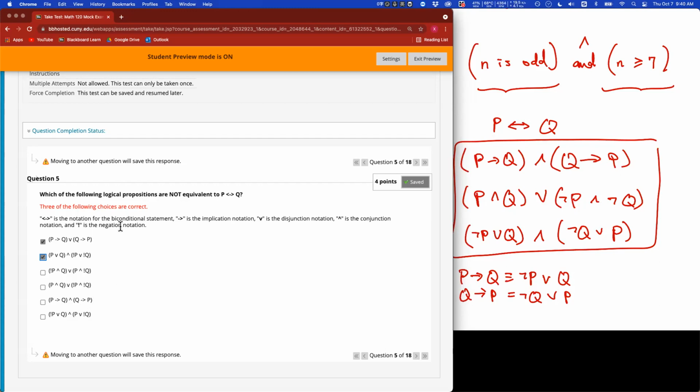Okay, so the question here again, it asks us to select the one that's not equivalent to P if and only if Q.